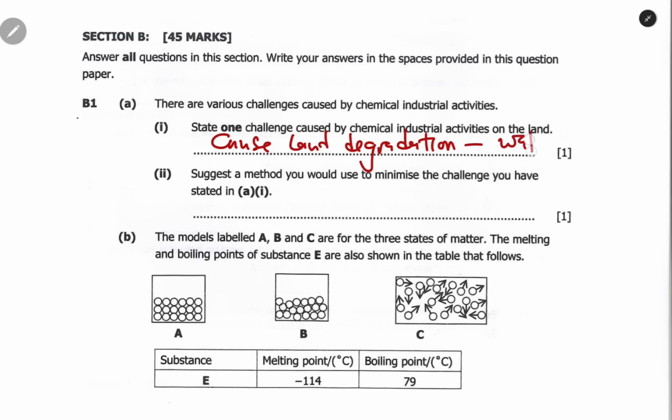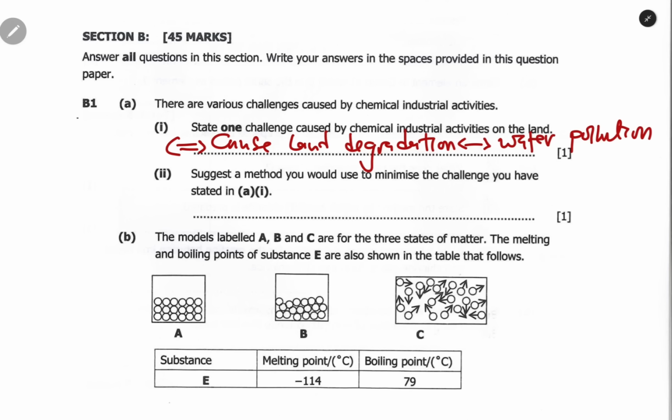Also, you can talk of water pollution. It pollutes water, groundwater, due to the chemicals. Then also you can talk of soil acidity. All these are the challenges caused by chemical industrial activities on land. So make sure that you're able to answer this part.